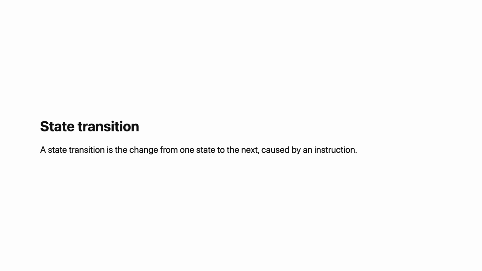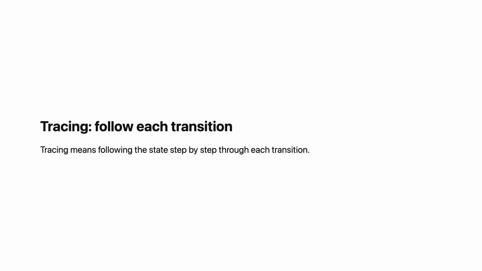Let us introduce an important technique, tracing state. Tracing means following the state through each transition. You start with the initial state. You look at the first instruction. You determine what changes. You write down the new state. Then you repeat, look at the next instruction. Determine what changes. Write down the new state. Step by step, you build a complete picture of how the program executes.